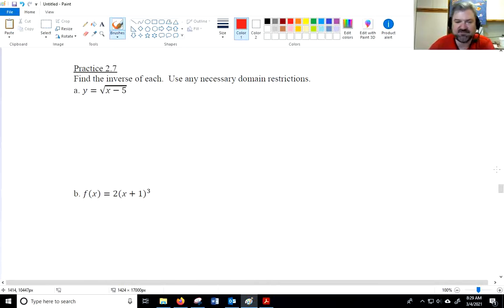Okay, hopefully you had success with the graphs. Now let's go over your answers to 2.7. To find the inverse, what you do is you flip the x and y positions, so it becomes like this, and solve for y. Square both sides, and then add 5. But we need to use a domain restriction because the range of my inverse has to be the domain of my function, and the domain of my inverse has to be the range of my function.